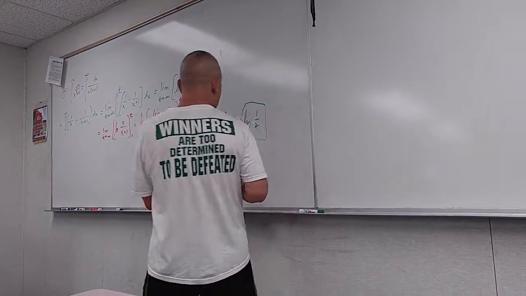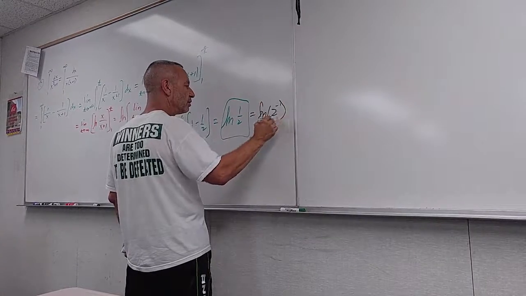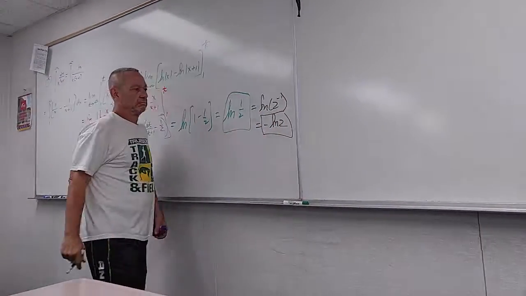So if you want to get the answer in the book, I imagine they have ln 2 to the negative 1, which is minus ln 2. Same thing.